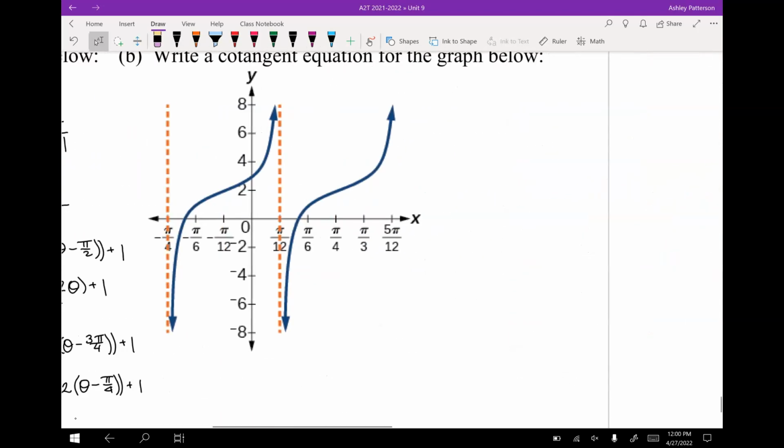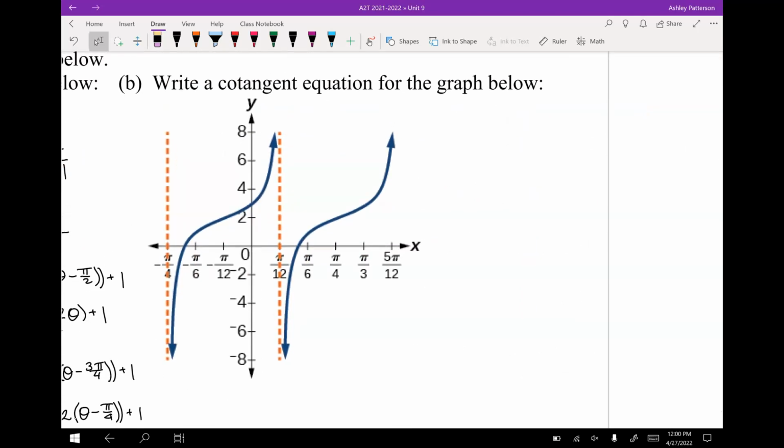Okay, we also looked at cotangent today. First thing that I notice is that this graph is increasing from left to right. We talked about cotangent decreasing from left to right. So before I do anything, I'm going to say that a is negative 1. Next thing I need to do is identify my starting point, that central point. And it looks as if I'm right here or I'm right here. Okay, either one of those will work.